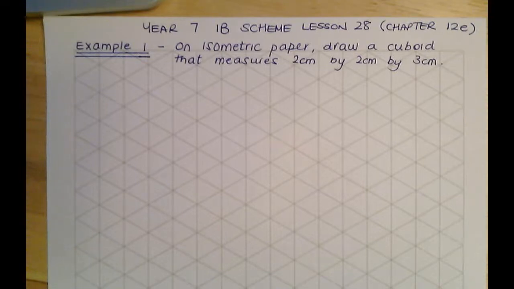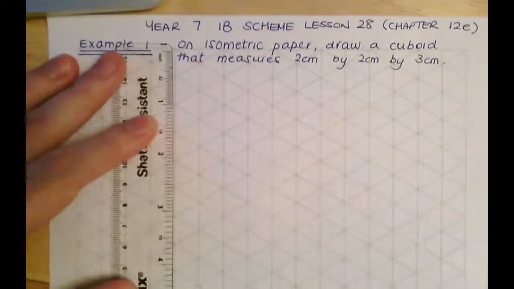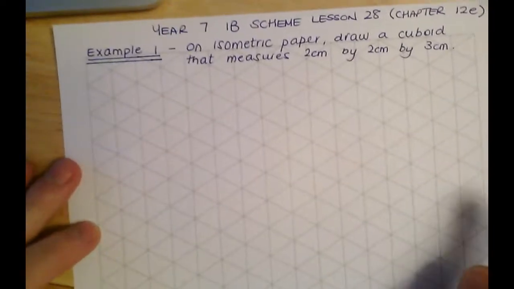Okay. Now, the other important thing with isometric paper is, you have to have it the right way up. What that means is, these lines here, they need to be going from top to bottom. They need to be vertical. If your paper is this way around, then you've got it the wrong way. So it has to be portrait. It can't be landscape.